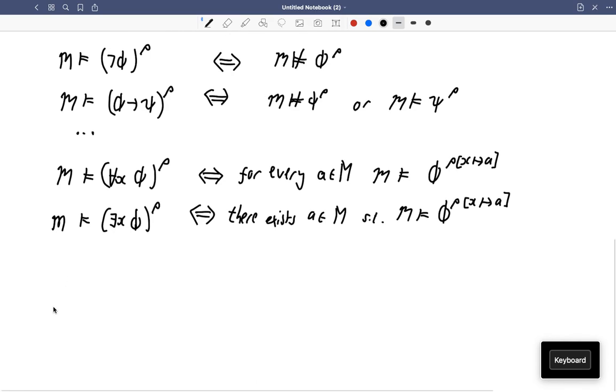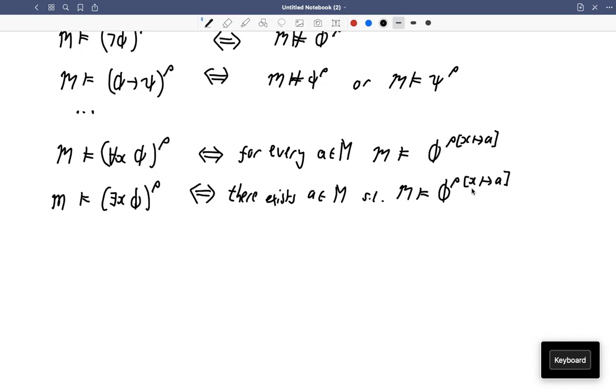So it kind of remains to explain this notation, where rho with x updated to a is the environment that, given a variable, so an environment is a function from variables to elements of the structure M. So given a variable z, it's going to be equal to, the point is, if z is the variable x, then the environment gives the value a. So let's write z is equivalent to x.